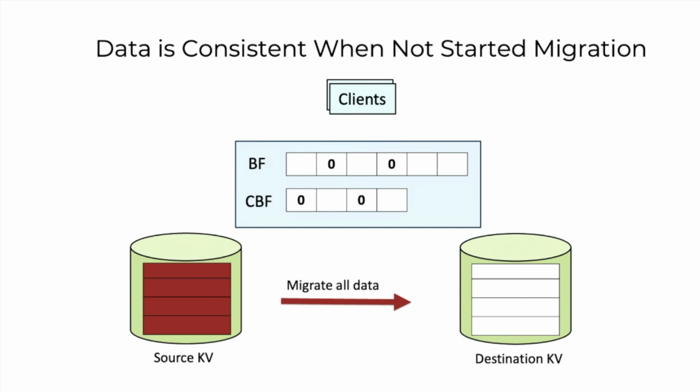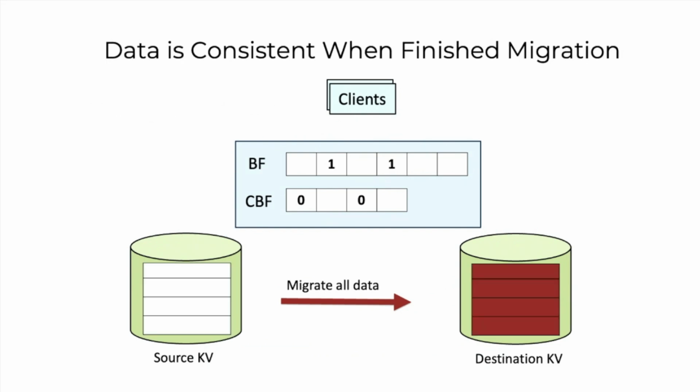Here is an example, for each group situation, of how the switch routes the query. When the BF and the CBF are both 0, indicating the group has not started migration, the switch routes both read and write to the source. Similarly, when the BF is 1 and the CBF is 0, the switch thinks the entire group has finished migration and the data are all in the destination. The switch will route both queries to the destination.